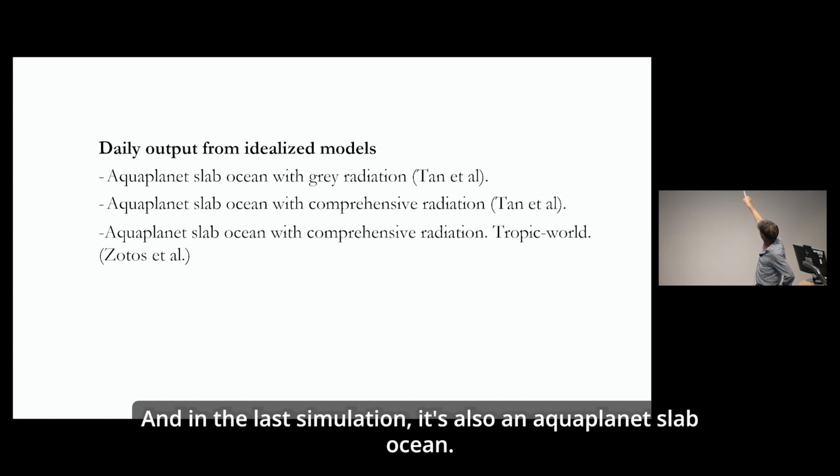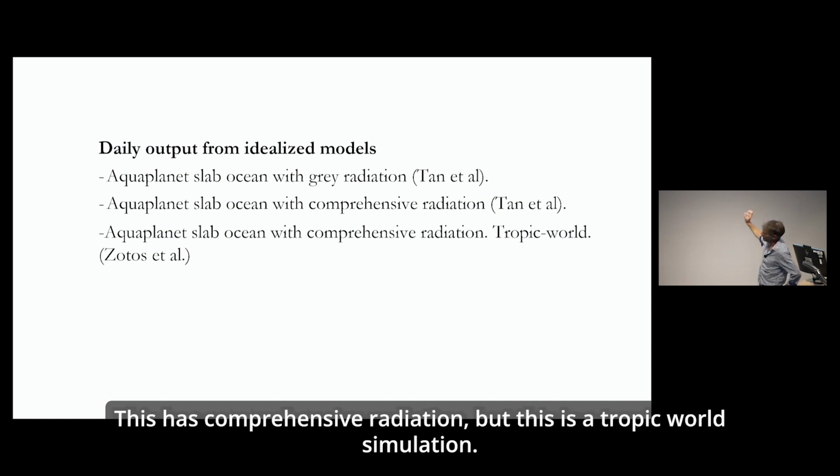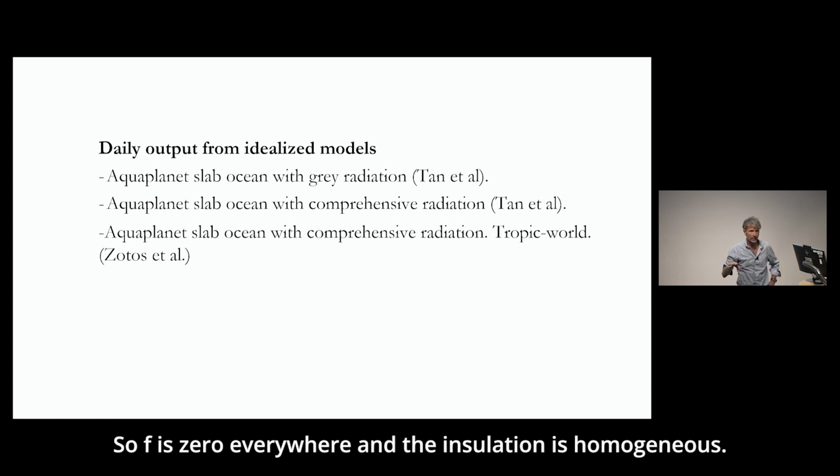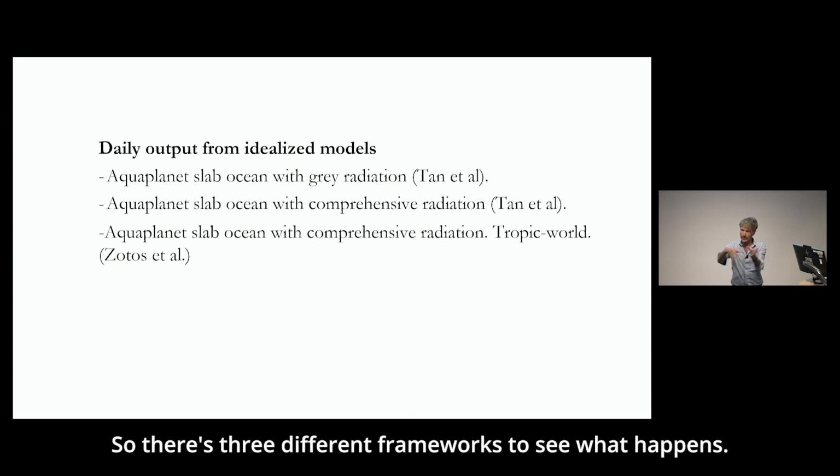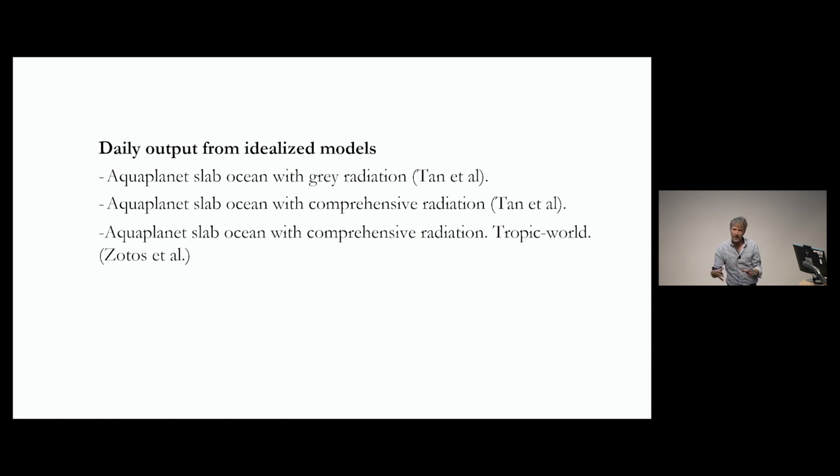And then the last simulation, it's also an aquaplanet slab ocean. This has comprehensive radiation, but this is a tropic world simulation. So F is 0 everywhere, and the insolation is homogeneous. So there's just 3 different frameworks to see what happens.